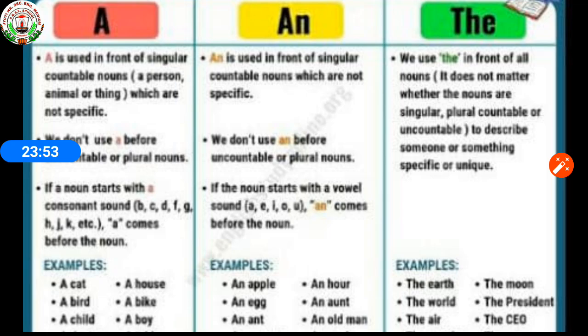And we use the in front of all nouns. It does not matter whether the nouns are singular, plural, countable or uncountable, to describe someone or something specific or unique. So for example, the earth, the world, the air, the moon, the president, the CEO, etc.